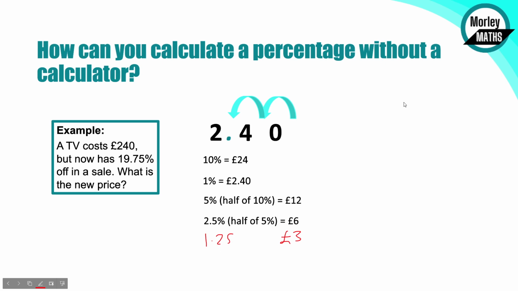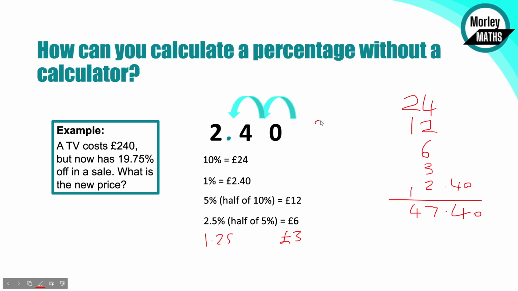So let's do that. We start off with our 10%, which is 24, our 5%, which is 12, our 2.5%, which is 6, the 1.25%, which is 3, and the 1%, which is £2.40. So we just need to add all those together. That gives us 40p. And then we've got 4, 6, 12, 15, 16, 17. So we need to carry the 10 over. And then 2, 3, 4. So 19.75% of that is £47.40, which we then just need to take away from the 240.